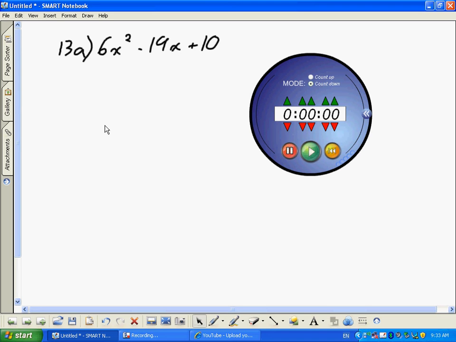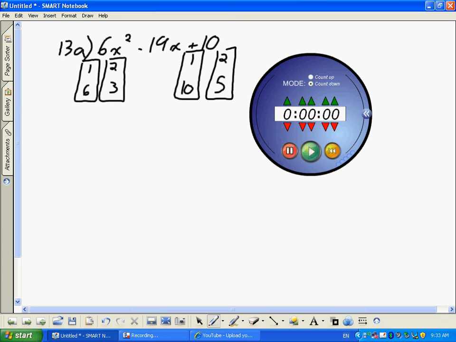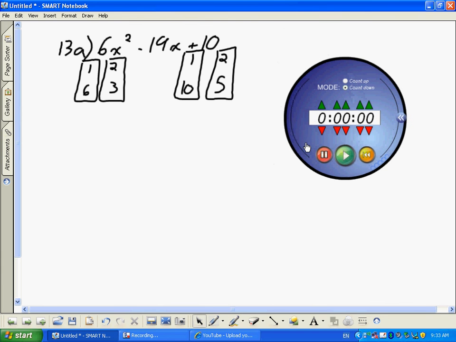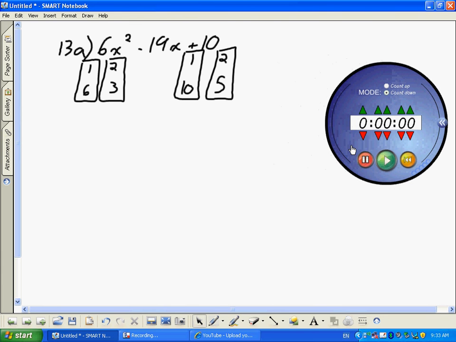So we're going to try our quadratic factoring. We'll write the factors of 6 up first, so 1 and 6, 2 and 3. Factors of 10, 1 and 10, 2 and 5. And needs to add to get our negative 19. So, exact same thing we thought before. We're just going to trial and error through this, okay, guys?